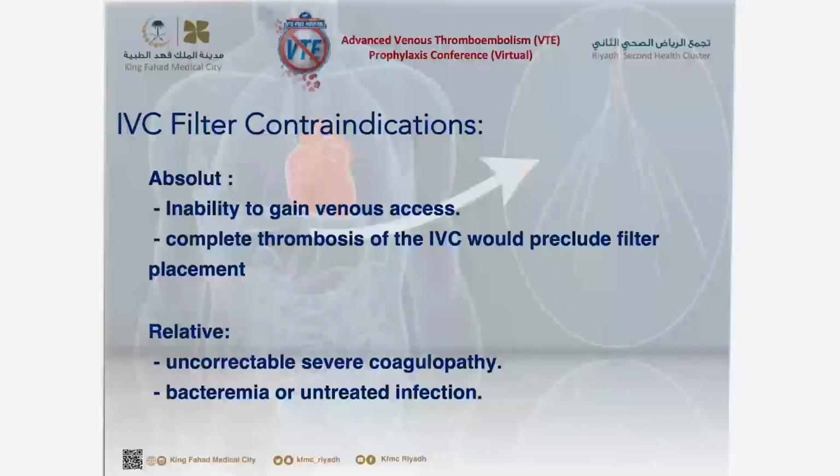In regard to the IVC filter contraindication, the absolute contraindication is the inability to gain venous access, whether from above, jugular, arms, or femorals, or as my colleague mentioned, the great saphenous access. Complete thrombosis of the IVC also will preclude the filter placement. Relative contraindications would include uncorrectable severe coagulopathy, bacteremia, or sepsis.